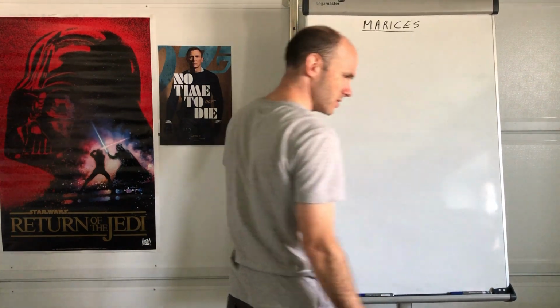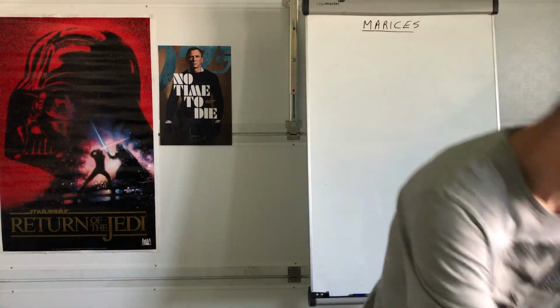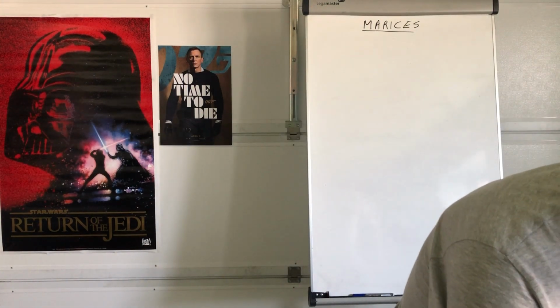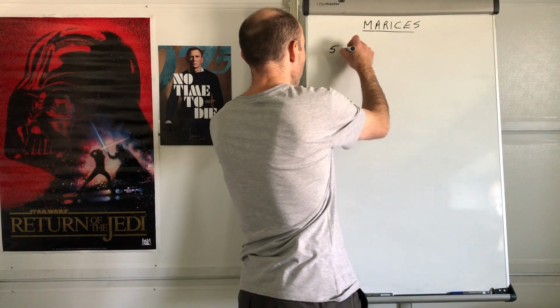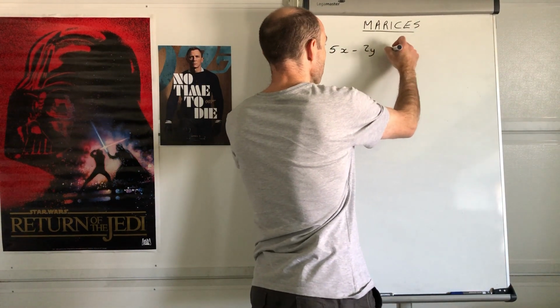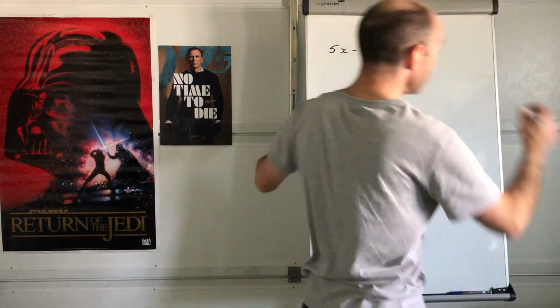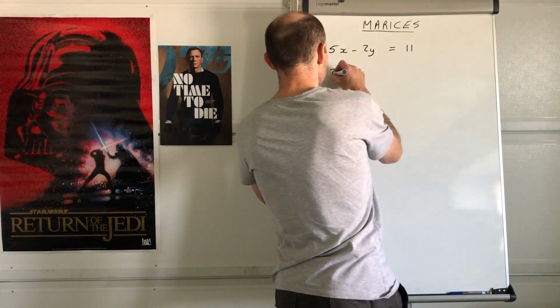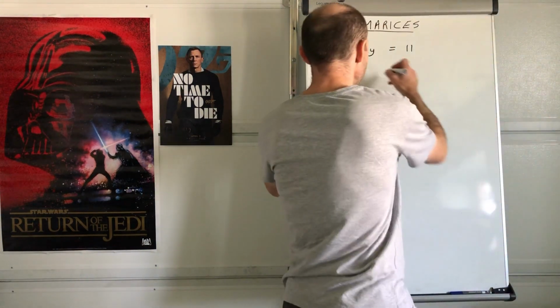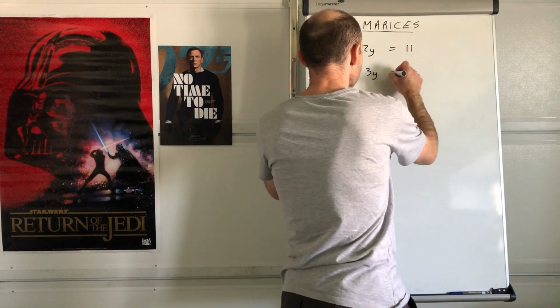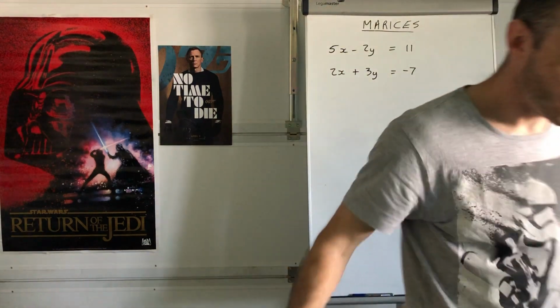And the answers are integers, so I'll know if I've got them wrong if I don't have integers. Okay, so 5x minus 2y is equal to, what do I say, 11. And then 2x plus 3y is negative 7. And just take a moment to check I've written them down properly.